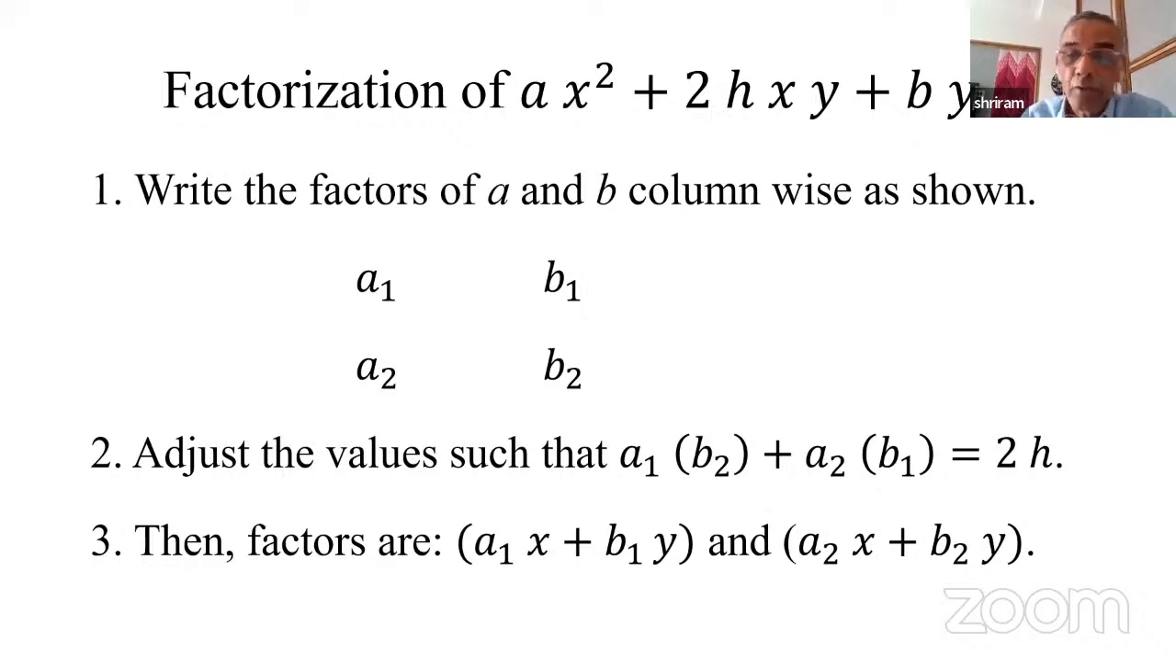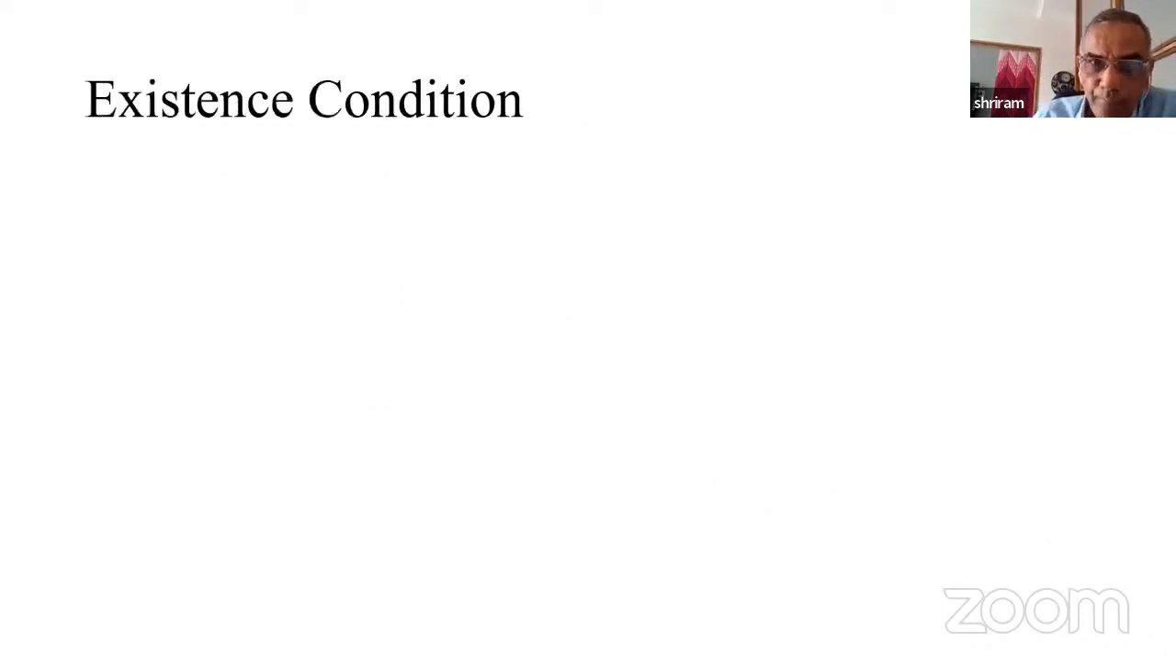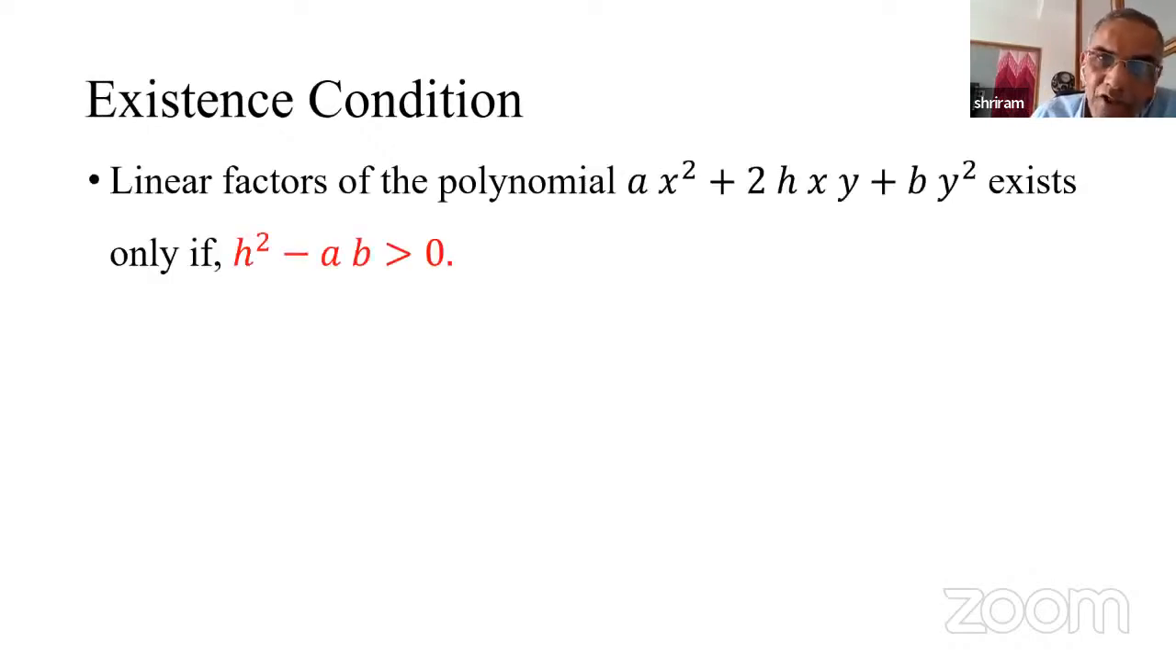We know that such a homogeneous second degree equation in two variables always represents a joint equation of lines. Of course, there is a condition. Such an equation is factorizable only when h² − ab is greater than 0. You cannot randomly select a, h and b. If you want linear factors of this equation, then there is a condition. Similar to the previous case, where the condition to get linear factors was b² − 4ac greater than 0, here the condition will be h² − ab greater than 0. If not, linear factors are not possible.